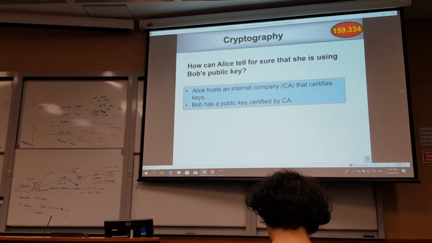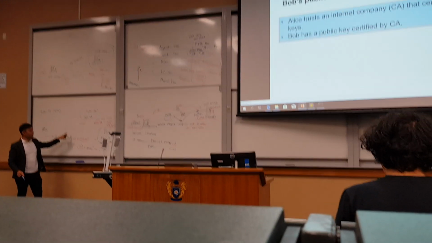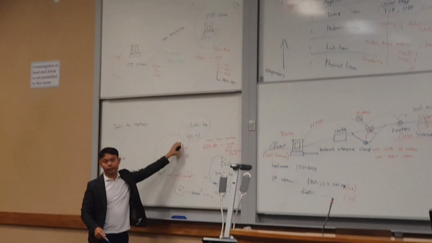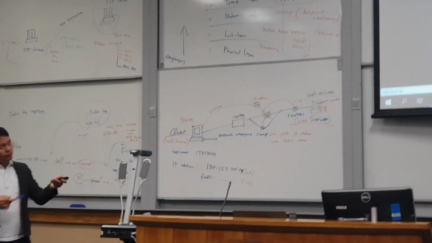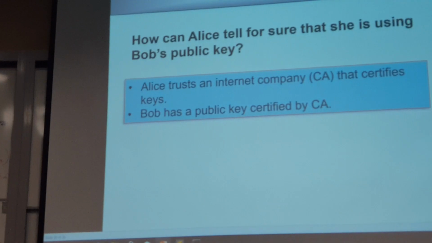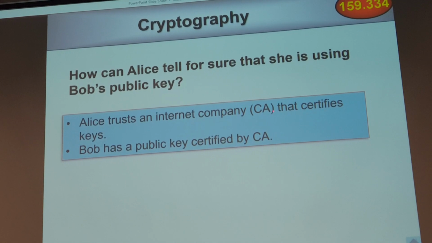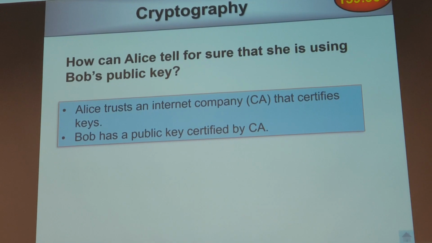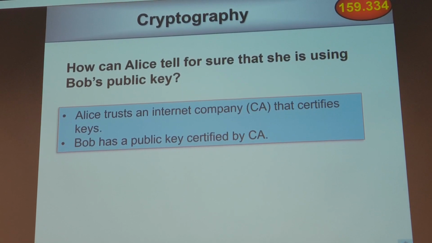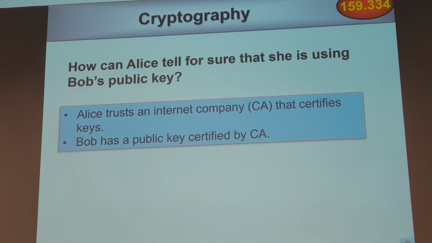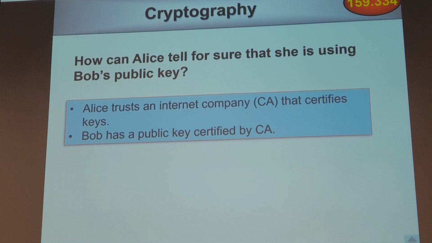Earlier I mentioned that Alice could be downloading a public key for Bob. How can she be sure that this is a public key of Bob and not somebody else? Interestingly, using the same encryption and decryption strategy, we will learn that if Alice trusts an internet certification company, let's call it CA, and Bob has a public key certified by that particular company, then she can trust that this public key is indeed Bob's public key. We will see the math, how this is done.